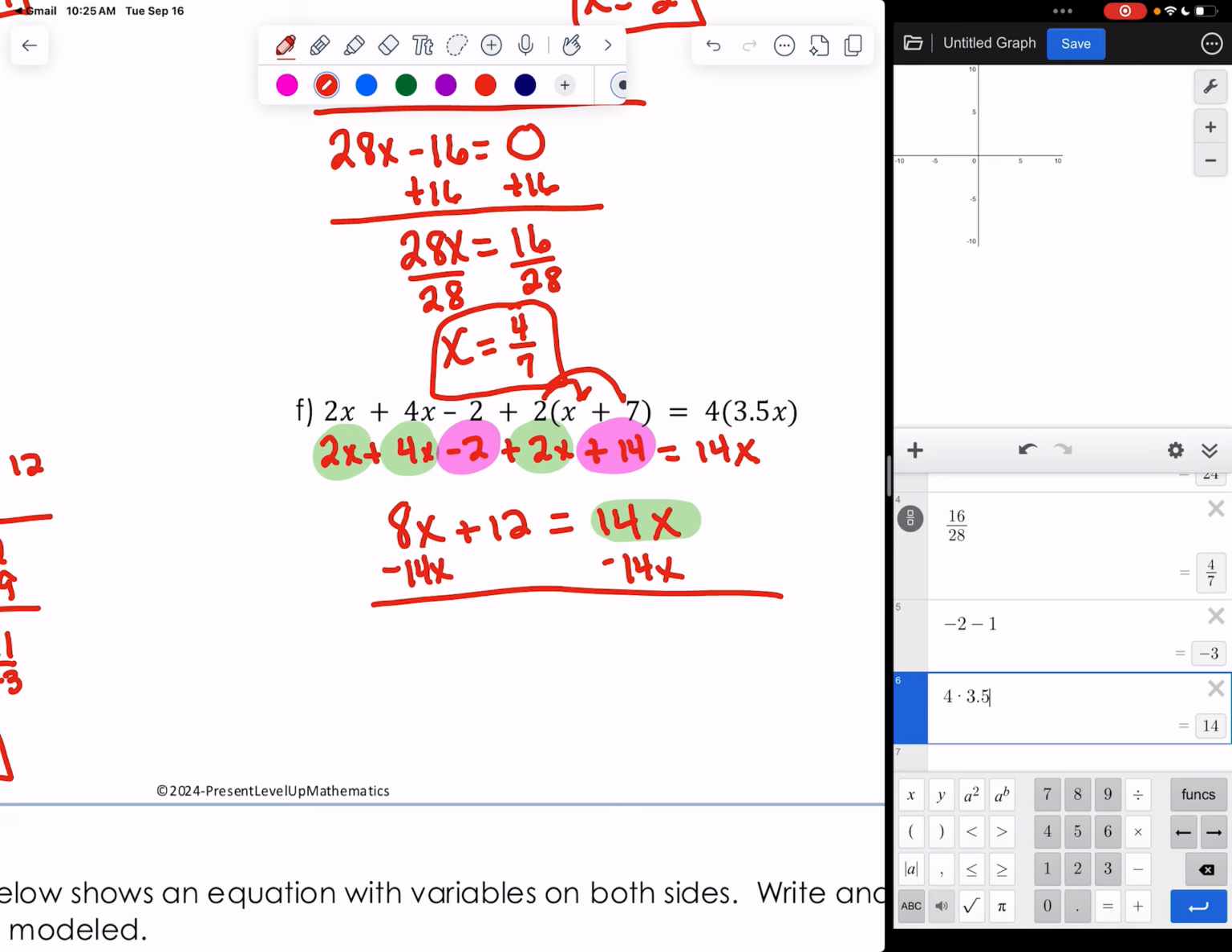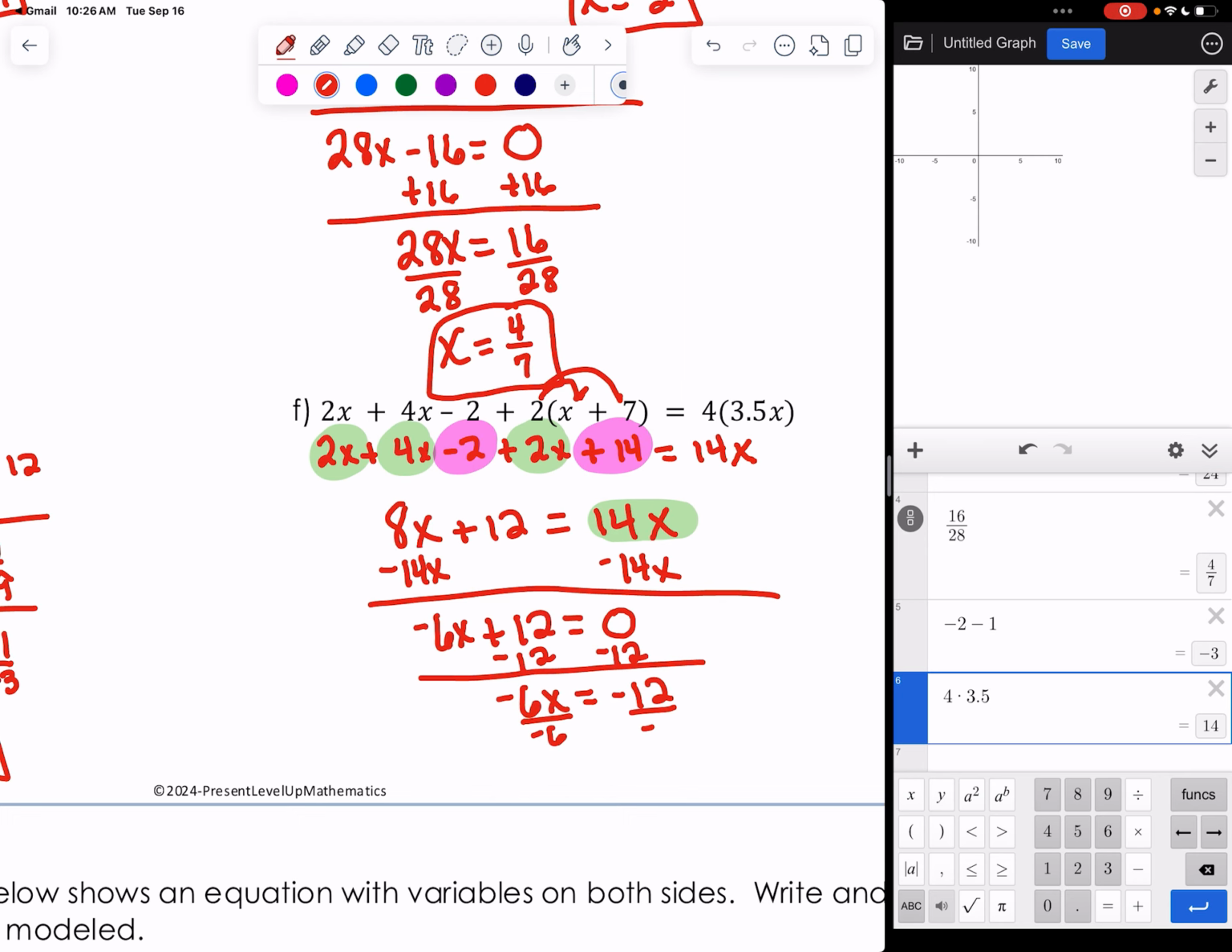Okay, so 8x minus 14x is negative 6x. And then we have plus 12. Now, remember, we can't just leave the right side blank. 14x minus 14x is 0. So it's very important that you don't leave one of your sides blank. All right? Now we can solve this by subtracting 12. So negative 6x equals negative 12. And then dividing by negative 6. So x equals negative 12 divided by negative 6, positive 2.